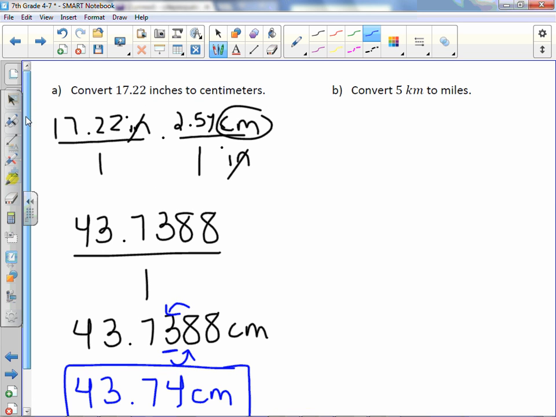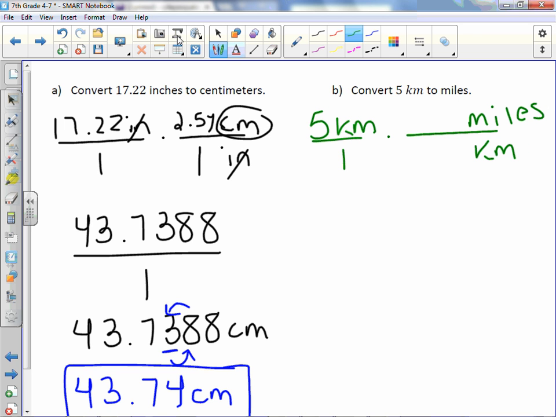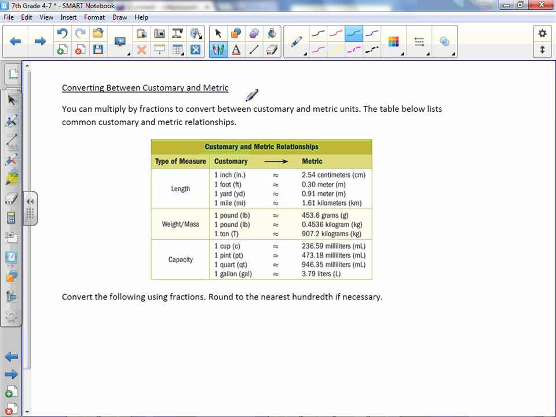So we've converted before in a previous chapter, but we've stuck within one system. Now we're going metric and customary. So letter B, convert 5 kilometers to miles. So we're going to start with 5 kilometers over 1. Multiplication, blank fraction. I need to get rid of kilometers, so it goes in the denominator to be opposite of the numerator. And I'm converting it to miles. So now let's take a look at our conversion chart and look for kilometers and miles. Well, miles is customary, so we have 1 mile equals 1.61 kilometers.